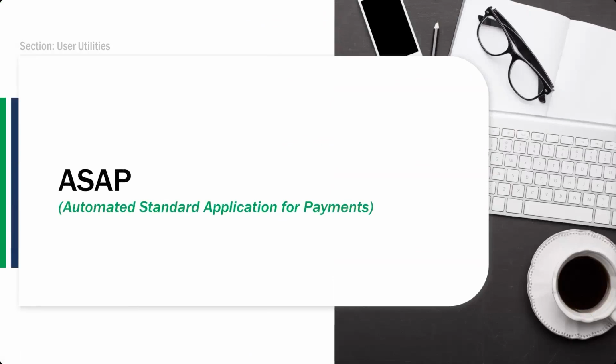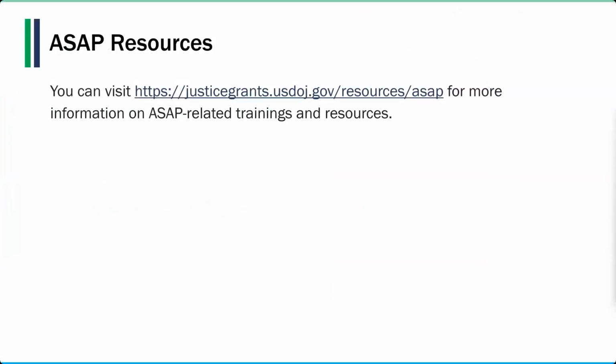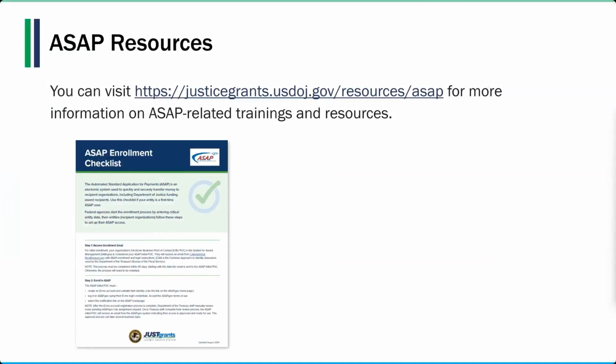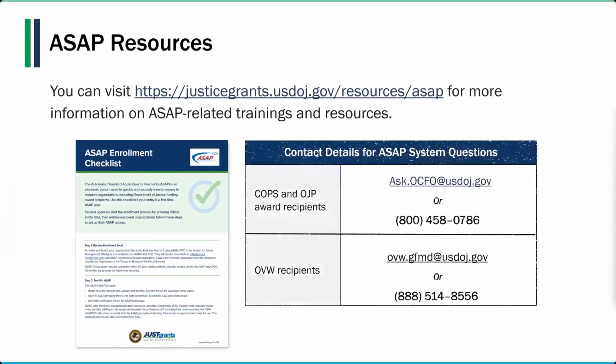Let's now quickly review where you can find additional resources for ASAP. Now, if your entity has not used ASAP before or has questions about how to use the system, check out these resources on the JustGrants website. Once you're squared away in ASAP, the award status will change to pending active, which means that the technical aspects of setting the award have been completed.